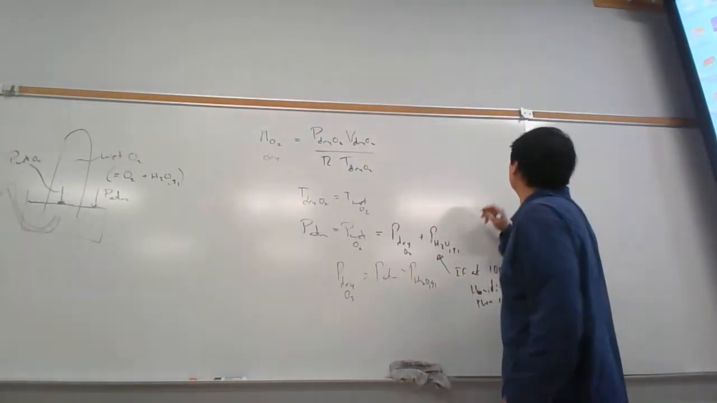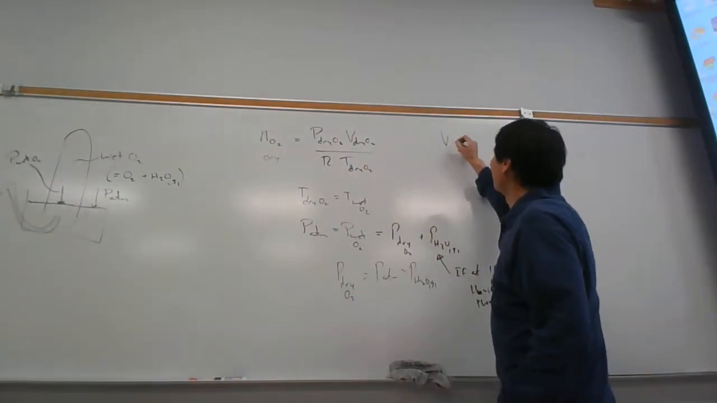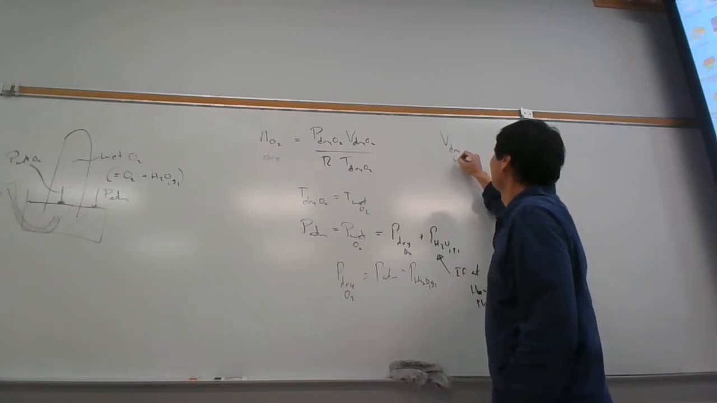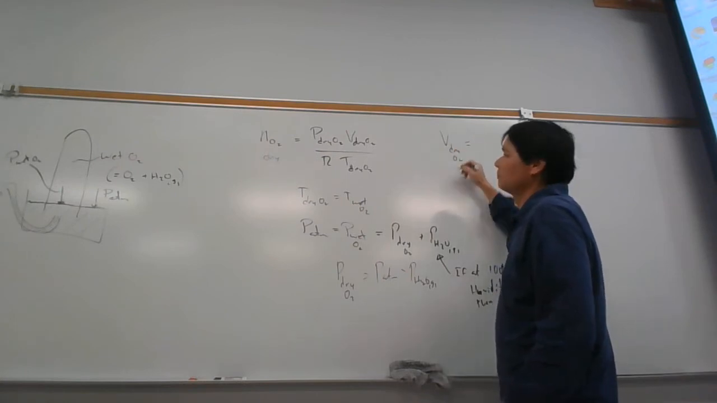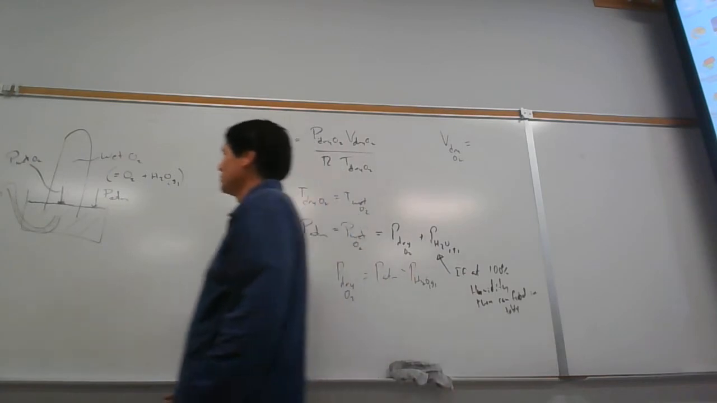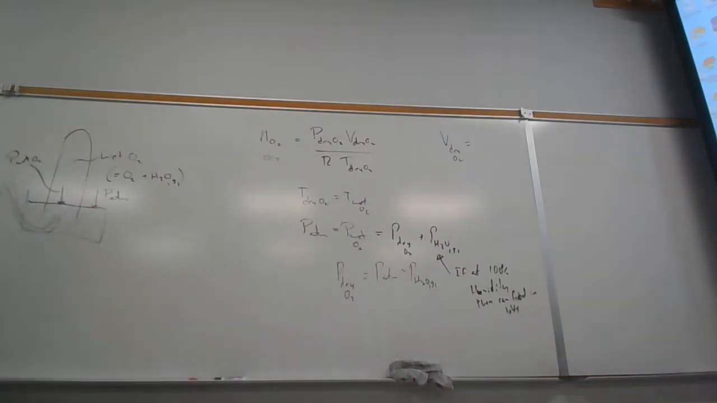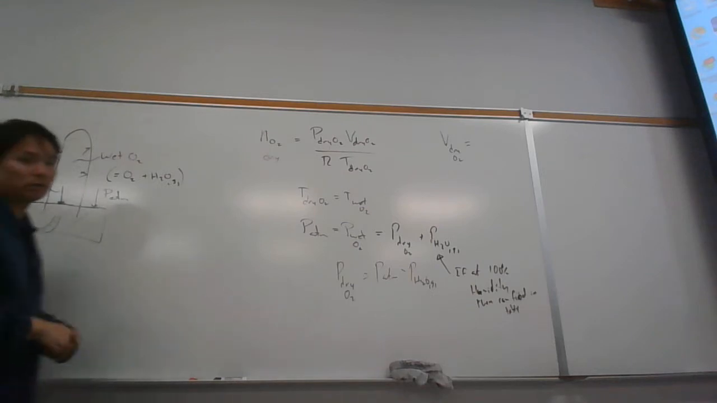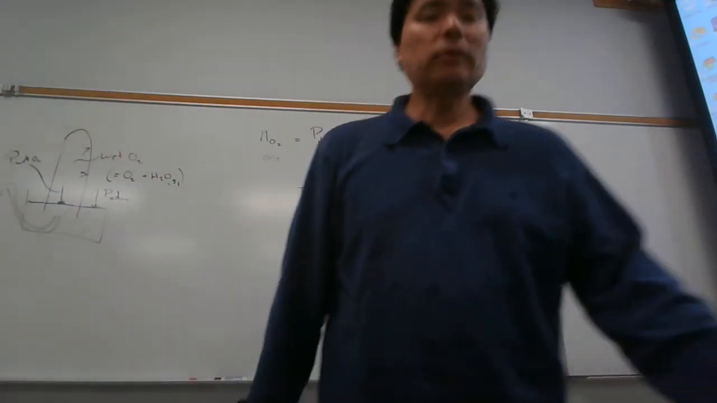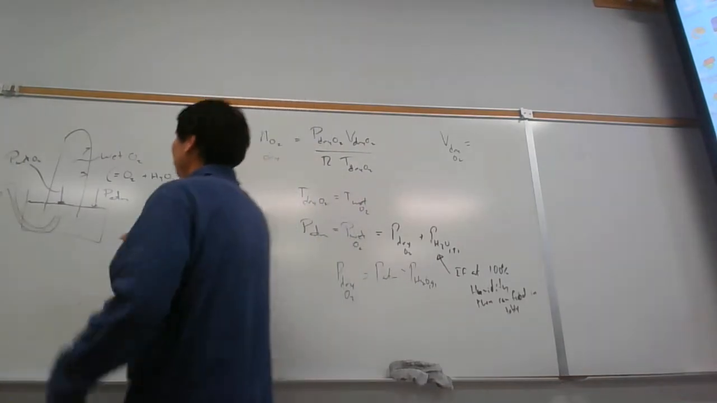Okay, now we need the volume of the dry O2. What is the volume of the dry O2? Well, the volume of the dry O2 is going to be the same as the volume of the wet O2 because the dry O2 is going to hit the walls of the container. And the water vapor is going to hit the walls of the container. And both are free to move around the container.